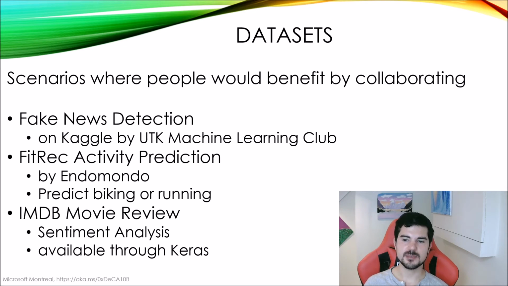The FitRec activity prediction data set, so this was published by Endomondo, and you have various attributes of people doing various activities from their fitness tracker, and we're going to try to predict if people were biking or running. And the popular IMDb movie review data set, where we want to predict if the movie review was positive or negative based on the text used in that. And that's more interesting not just for movie reviews, but more so to detect online bullying or something like that, to detect the sentiment of a post or comment that someone might make in a social network.